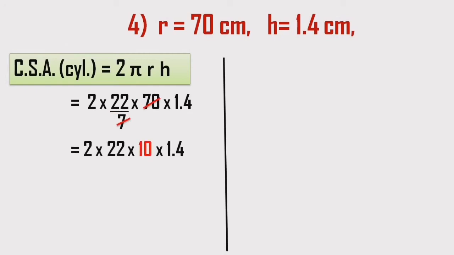The moment you carry out the multiplication, make a group. 22 into 2, we get the answer 44. 10 into 1.4, we get the answer 14. Of course, it is 140.